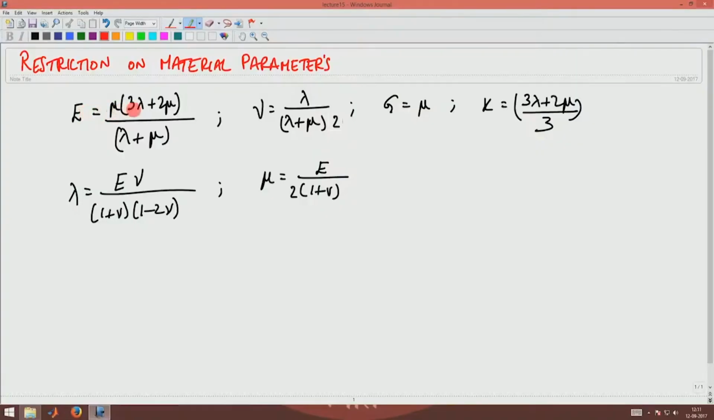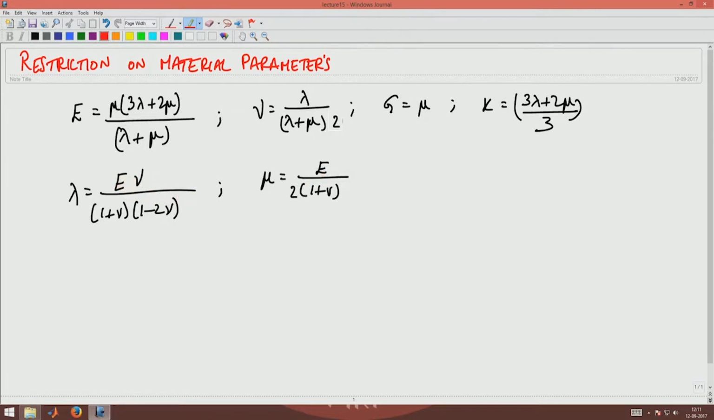Welcome to the 15th lecture in mechanics of materials. In the last lecture we saw 6 different material parameters: Young's modulus, Poisson's ratio, bulk modulus, shear modulus and 2 Lamé constants. The relationship that we obtained between these various constants is tabulated here. Basically you had Young's modulus related to the Lamé constants, Poisson's ratio related to the Lamé constants through these expressions, and the Lamé constants related to the Young's modulus and Poisson's ratio through these equations.